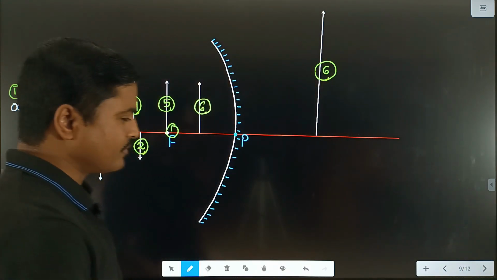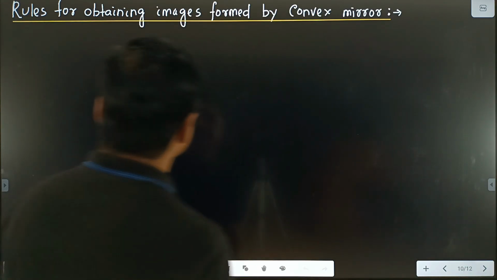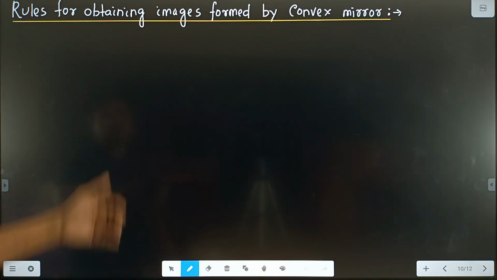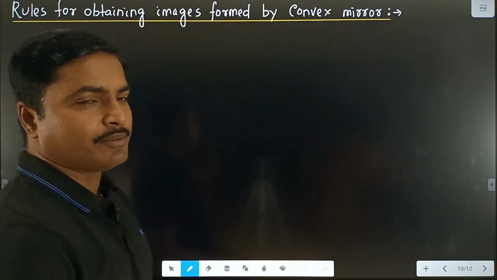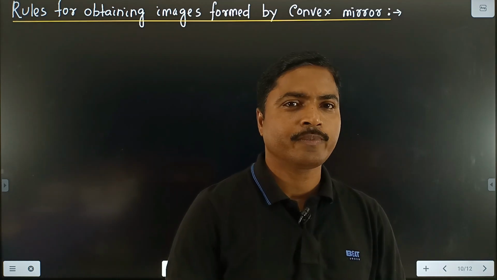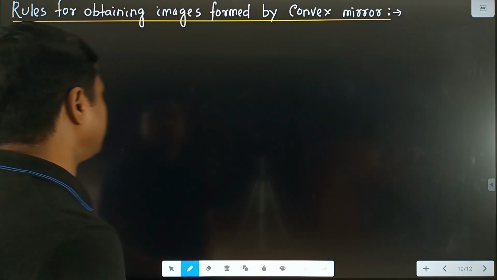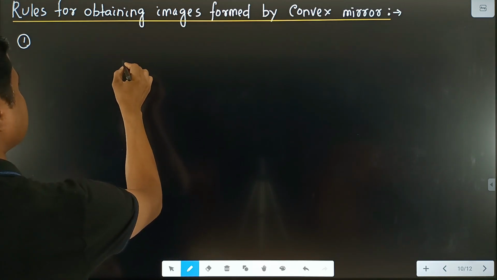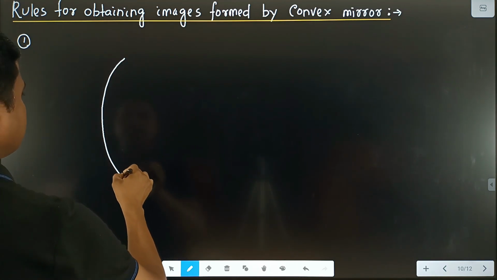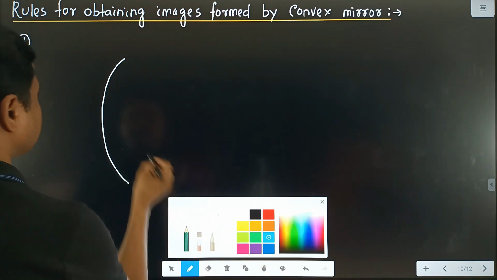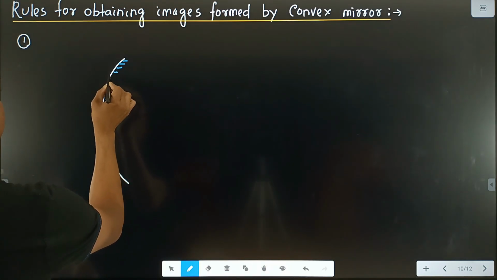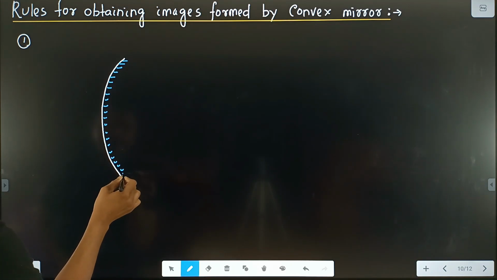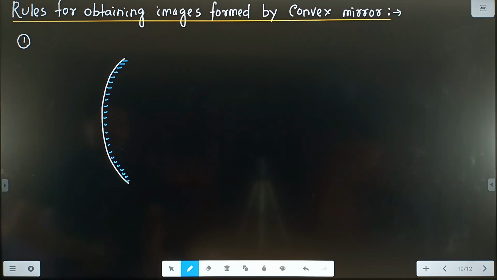Next one is the image formed by a convex mirror. And here also rules are there. Rules for obtaining image formed by a convex mirror. Two rules are there. First rule. Suppose we take a convex mirror. This one is the convex mirror. Here something is different: the inner side is silver coated. This side is the non-reflecting side, and the outer surface is the reflecting surface.